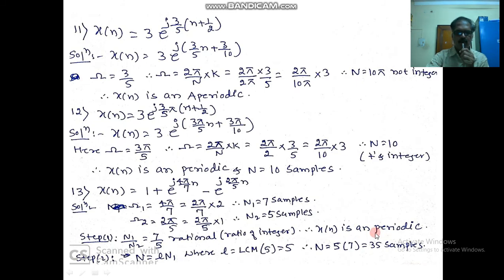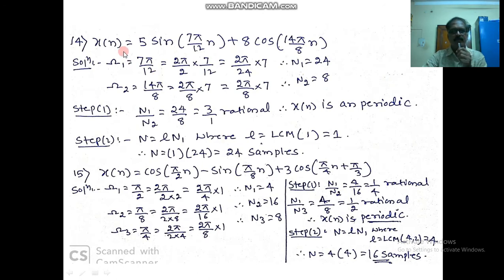Second step, how to find the fundamental period. Step 2 gives the fundamental period. Its formula is capital N equals L into capital N1, where L equals the LCM of the denominators of the ratio. Here I have a ratio. What is the denominator? 5. Therefore the LCM of 5 is 5, so L equals 5. Substitute the value of L here. Capital N equals 5 into N1. What is N1? 7. 7 fives are 35 samples.